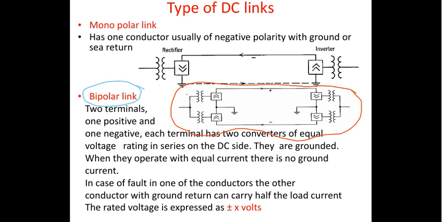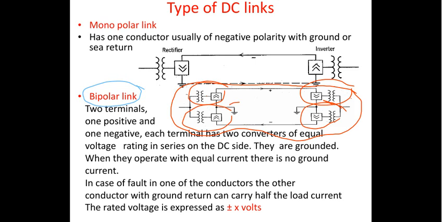Okay, the link has a converter station at each end. You can see here this link has got the converter station here as well as here, and the second link has got a converter station here as well as here, right? And the midpoints of these converter stations are earthed. This is a very important point to be noted, through the corresponding electrodes, right?